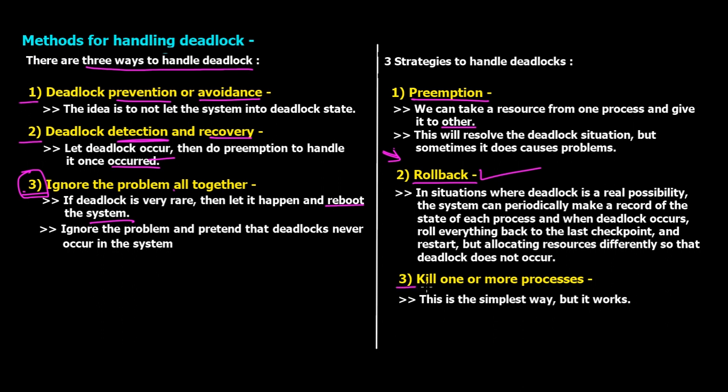And lastly, we have kill one or more processes, which means that whichever processes are in deadlock, you probably just kill them. And this is the simplest way, but then you have to again restart that process, and you cannot guarantee that deadlock will not happen again. So yeah, these are a few methods of handling deadlock.